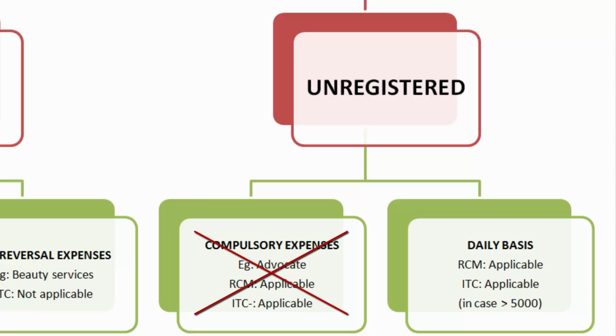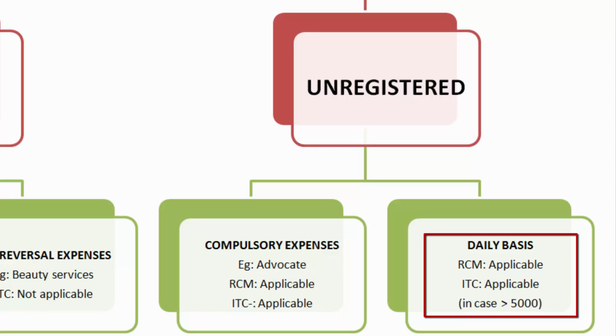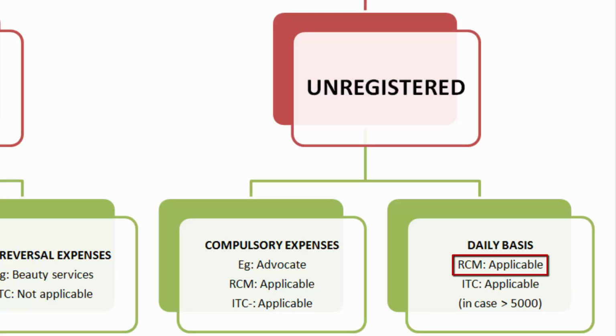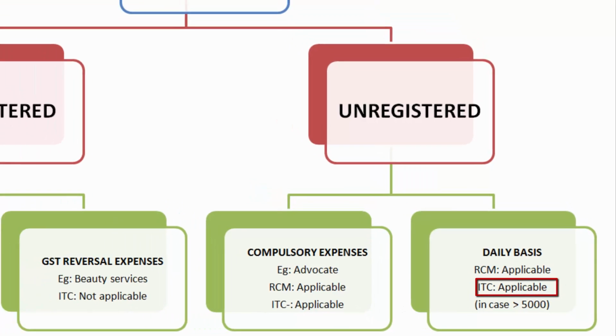If the expense is not categorized under compulsory expenses, then it is categorized under daily basis. But in this case, there is a condition which is defined along with it. The condition says that the expense which is done, along with the other expenses for that one day, should exceed Rs 5,000. So when the daily expenses exceed Rs 5,000, then the software will generate a reverse entry in this case, and also the user will be liable for input tax credit.